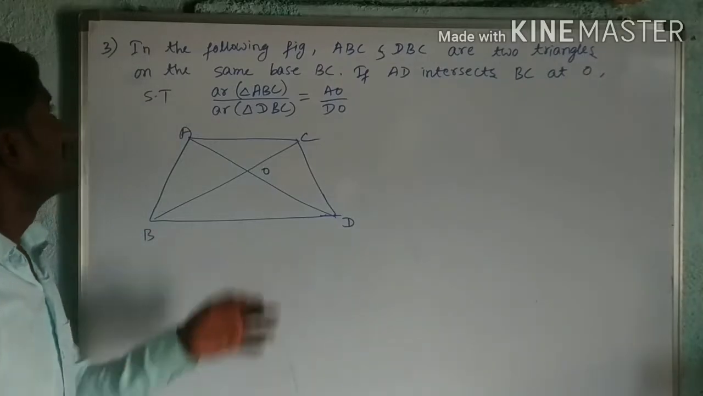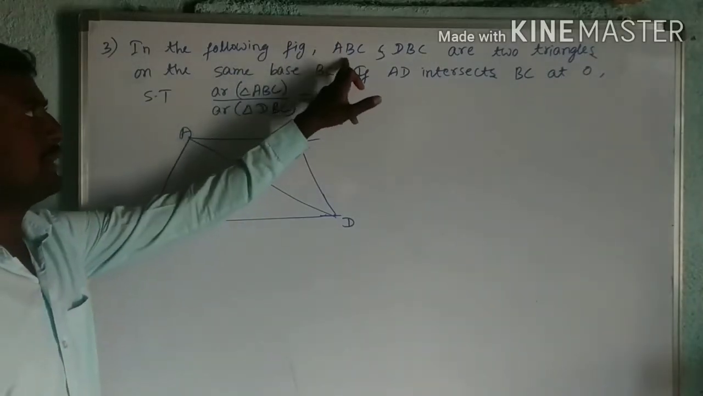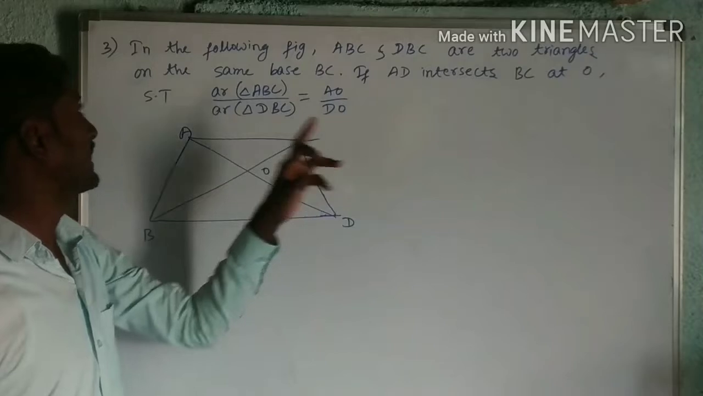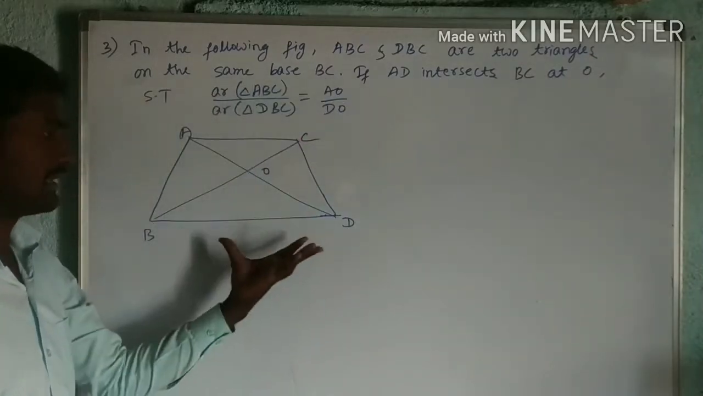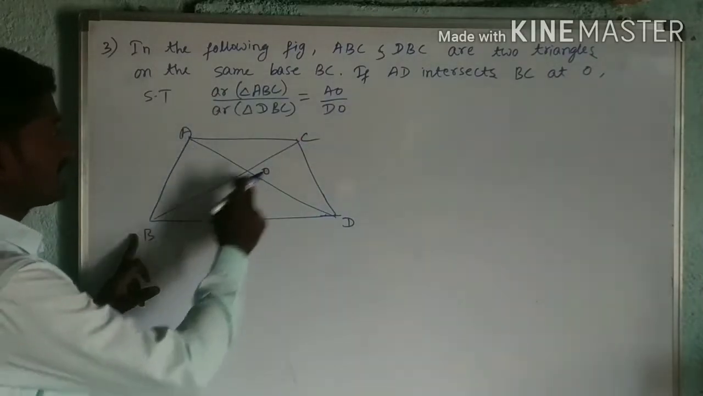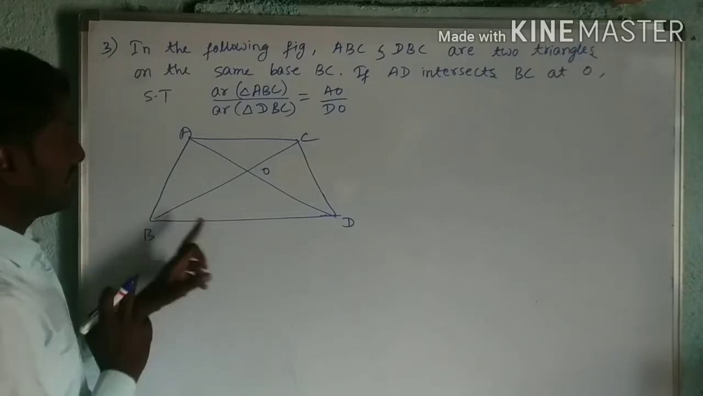Third question. In the following figure, ABC and DBC are two triangles on the same base BC.